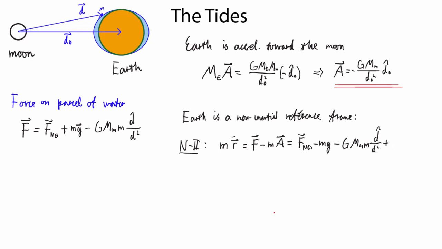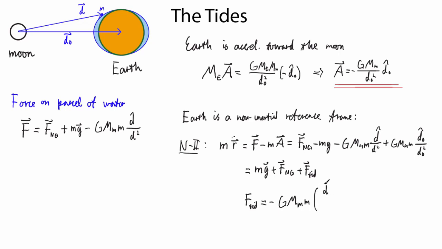And we get a plus sign here because of minus and minus. We can then rewrite that, if you like, like this. So we have mg, we have the non-gravitational forces, and we have what we're going to call the tidal force. The tidal force is minus m, minus g, m moon, mass of the water parcel, like that.